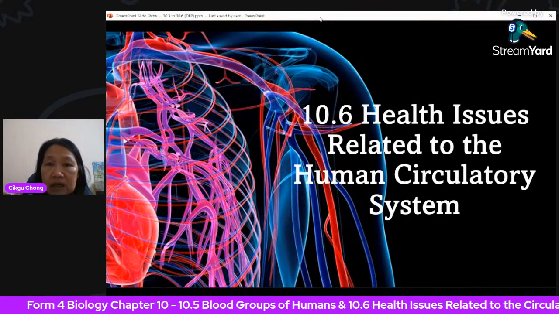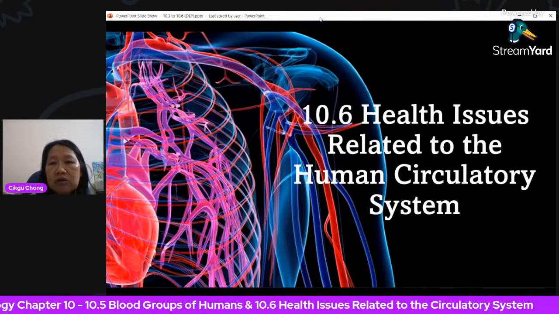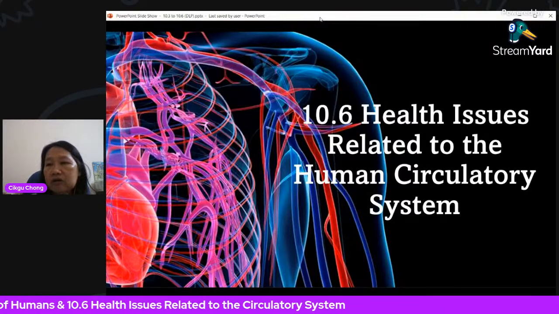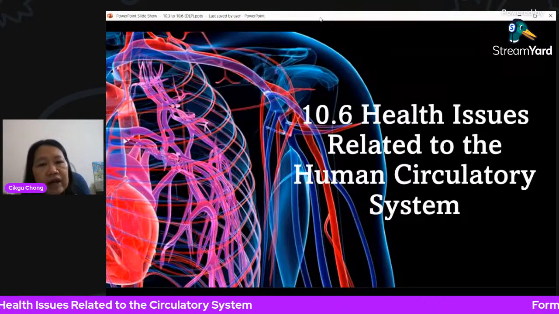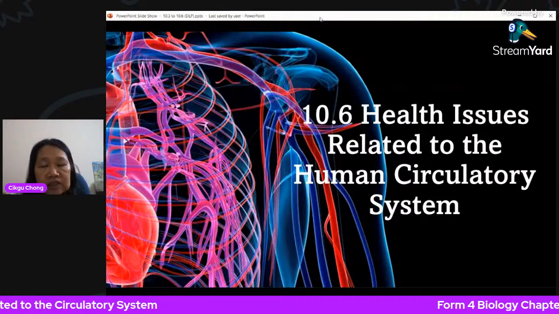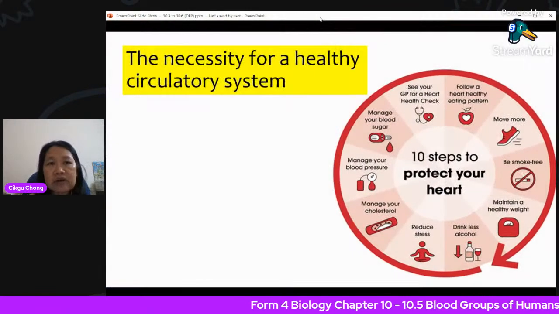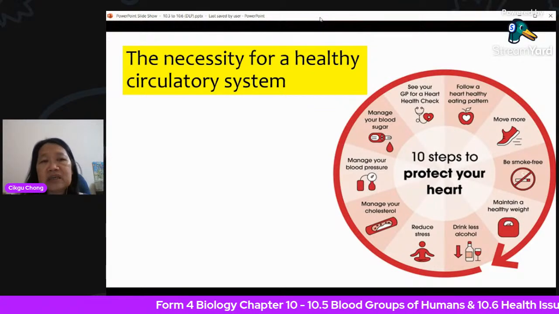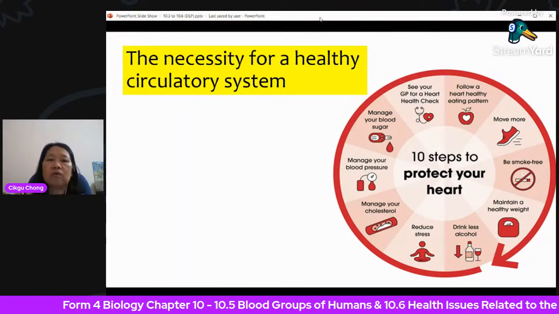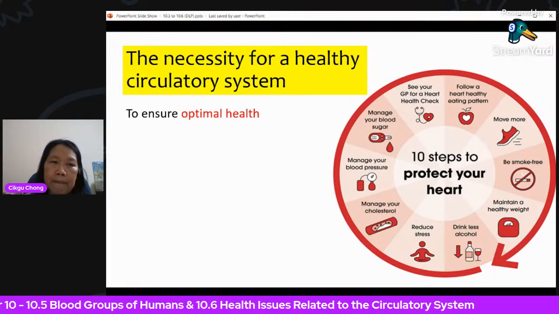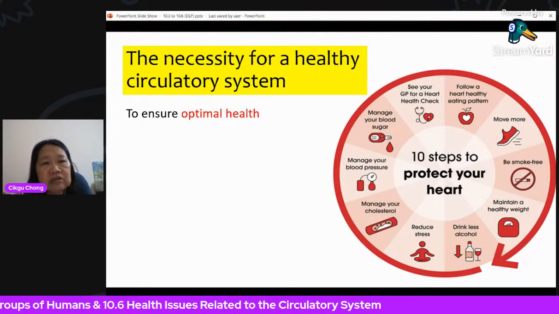For example, eating burgers and so on. So you have to talk about the cholesterol problem. High cholesterol, and how it is going to affect your circulatory system, your heart, and so on. It's related, right? So, the necessity for a healthy circulatory system. What can you do to have a healthy circulatory system?